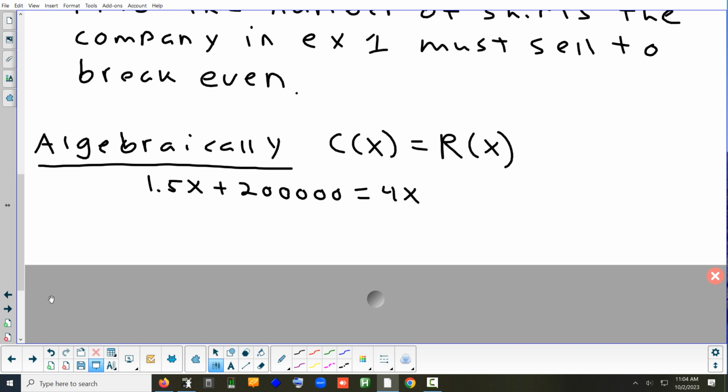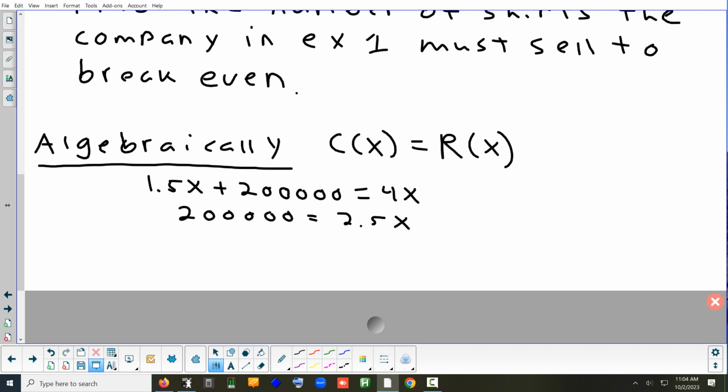Yeah, just subtract 1.5x from each side. So subtract the 1.5x from both sides. That's going to give you 2.5x. And then what would your last step be? Divide both sides by 2.5. Yep. And you can check, but I think you get 80,000. That's what the graph says.